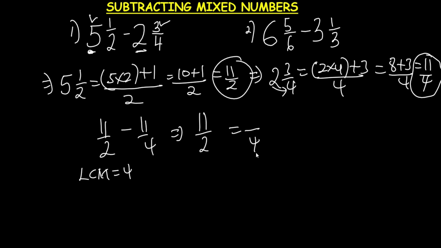Now, knowing the LCM, we equate each of the fractions, which is 11 over 2, to the LCM. Now, 2 multiplied by what number will give you 4? We know that 2 times 2 will give you 4. And then we bring this 2 also up here, times 2. 11 times 2 is 22.